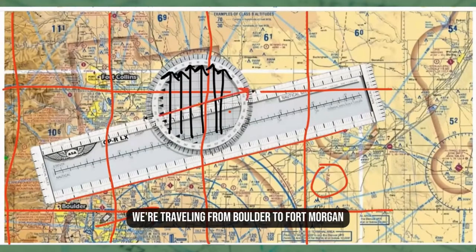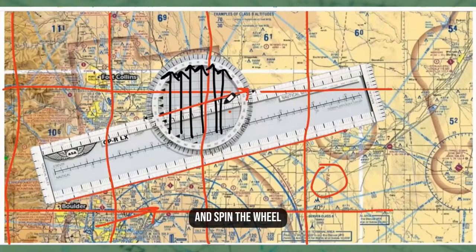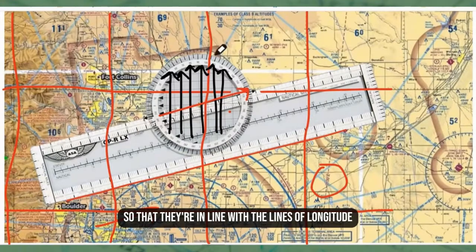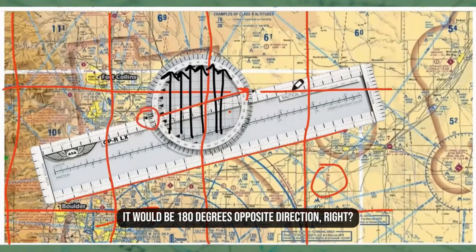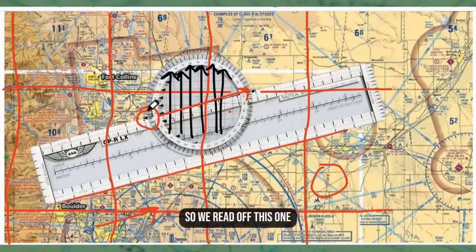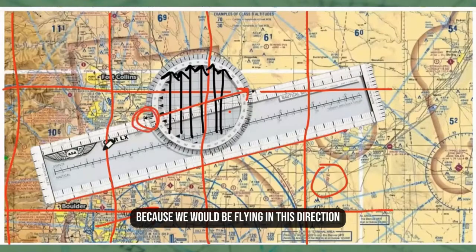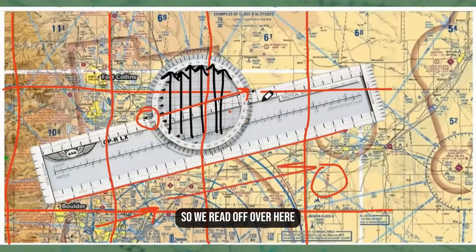We're traveling from Boulder to Fort Morgan. If we were traveling from Fort Morgan to Boulder, we would still do the same thing. We would line these black grid lines up, we'd spin the wheel so that they're in line with the lines of longitude, but then we would read off over here. It would be 180 degrees opposite direction, right? So we'd read off this one because we would be flying in this direction. But in this example, we're flying this direction, so we read off over here.